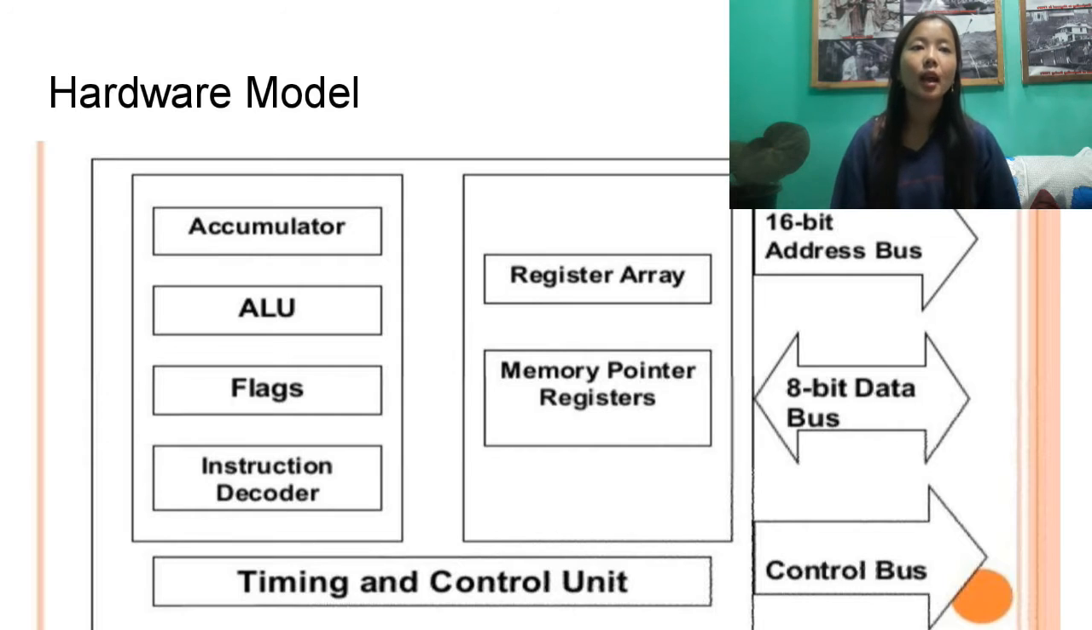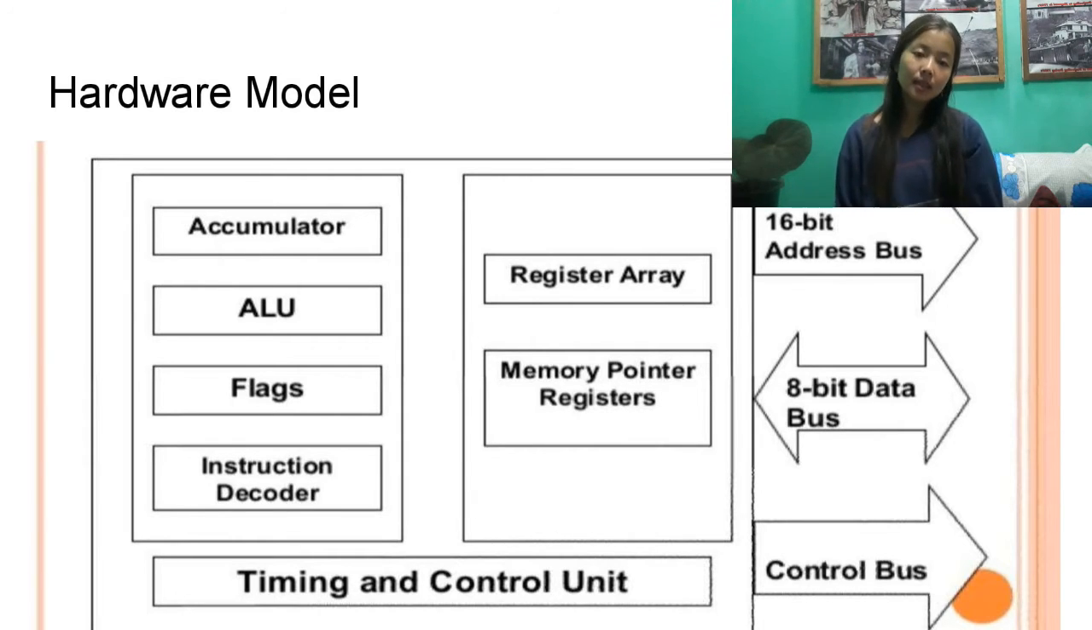Then we have flags. Flags tell us the status of results. For example, when we add two numbers, the flags tell us whether the outcome is zero, positive or in negative form. So all this status we will know from the flags. Then another component here is the instruction decoder.